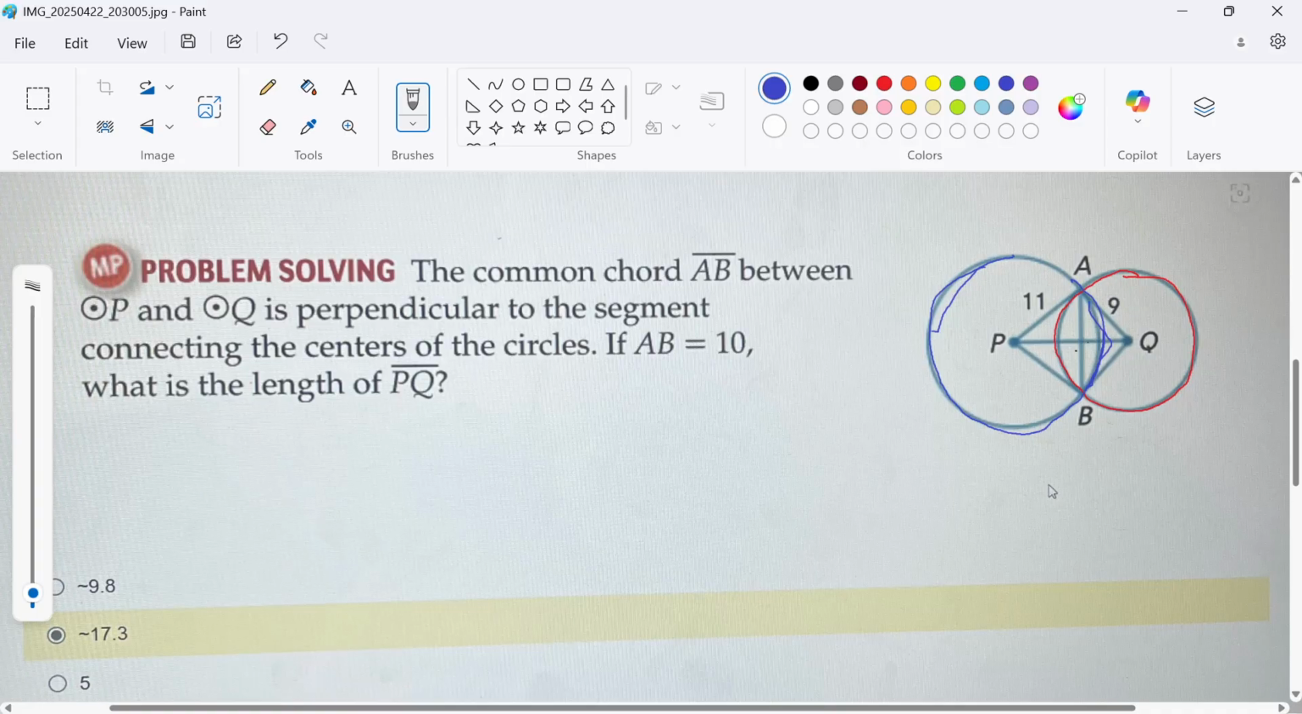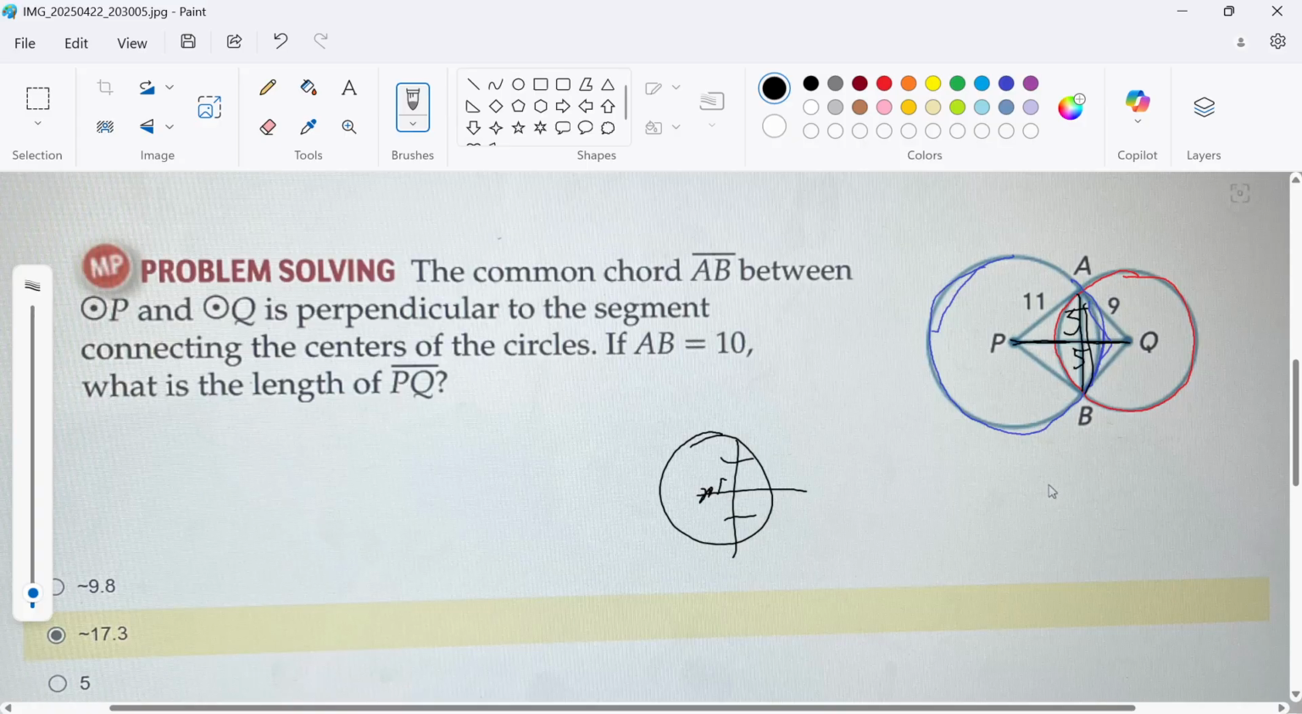Okay, so there's the common chord, PQ connects the centers, and there's the chord that's common to both of them. Well, let's see. It says AB is 10. If a chord of a circle is cut by a segment that is a radius or a diameter, and it's perpendicular, that turns it into two equal portions. It bisects it. So if AB is 10, each of these parts is 5.